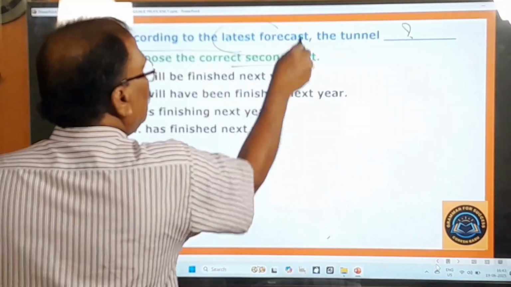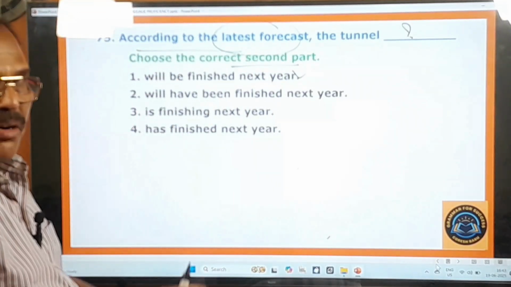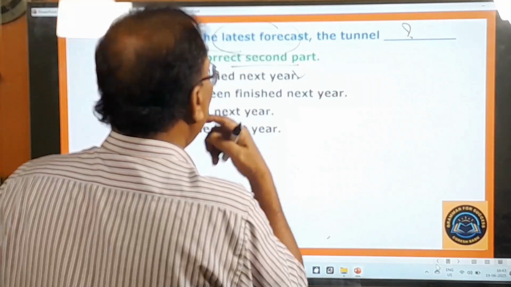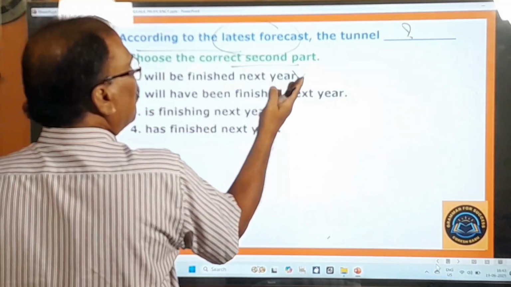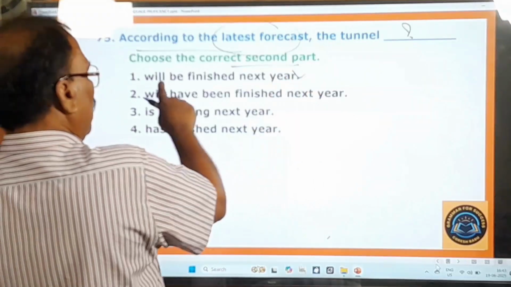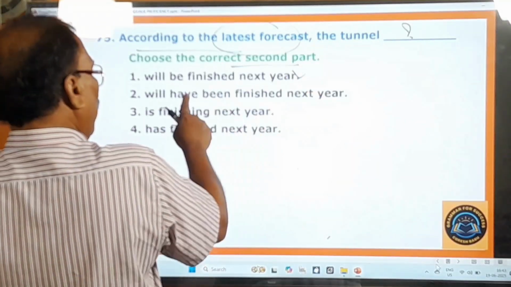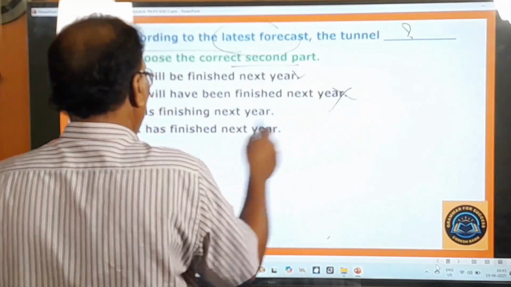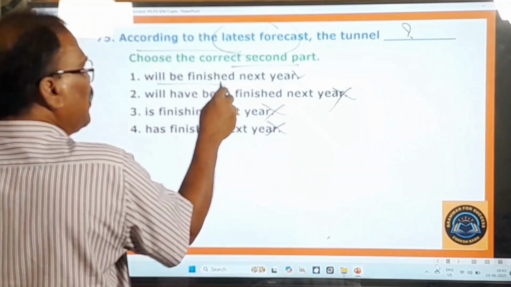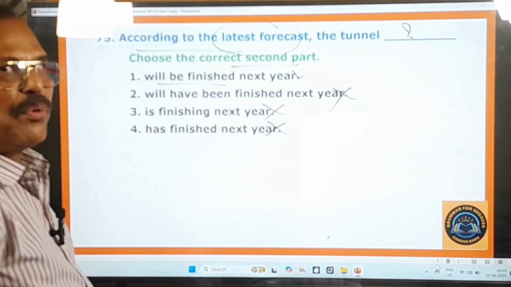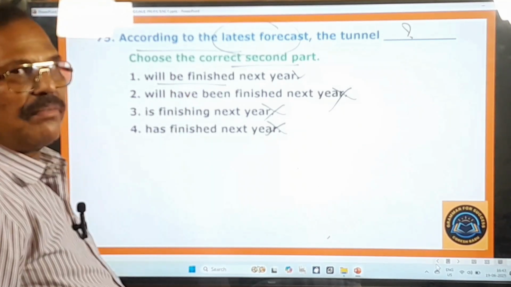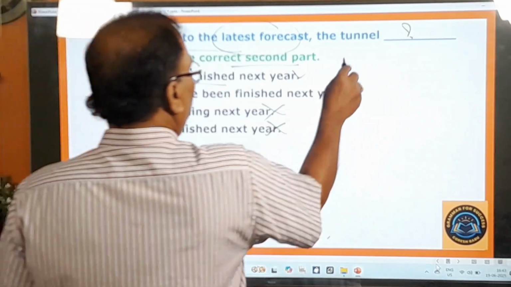According to the latest forecast, according to the latest estimation or forecast, what is that? The tunnel will be finished next year. The SLBC tunnel will be completed next year. Will be finished next year. Will have been finishing, no. Is finishing next year, no. Has finished next year, no. So will be finished. It will be completed next year. So therefore this first one is your answer.